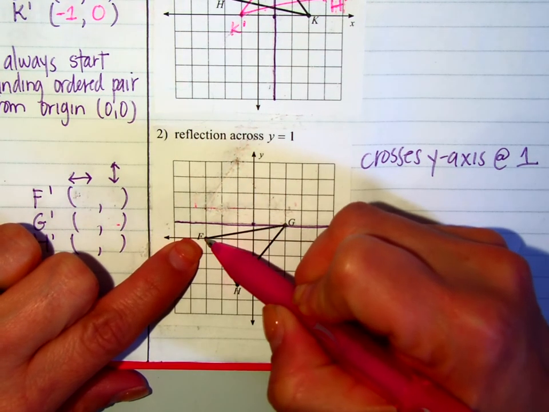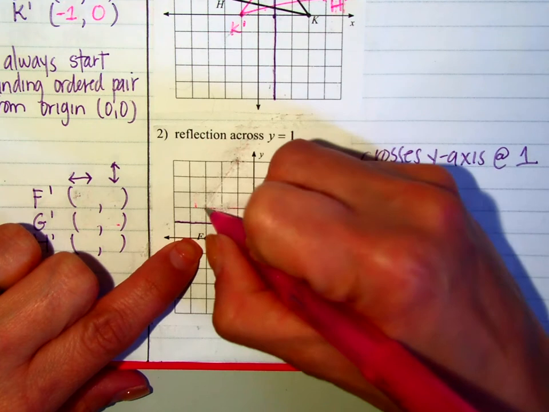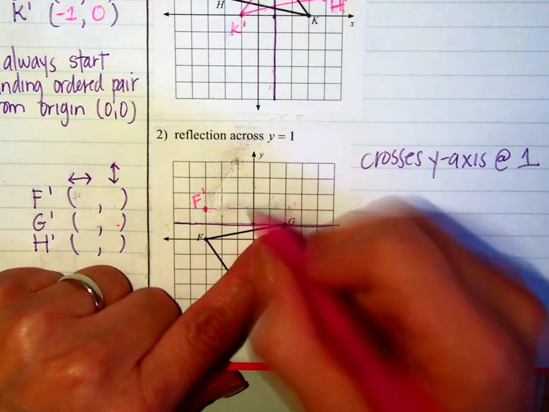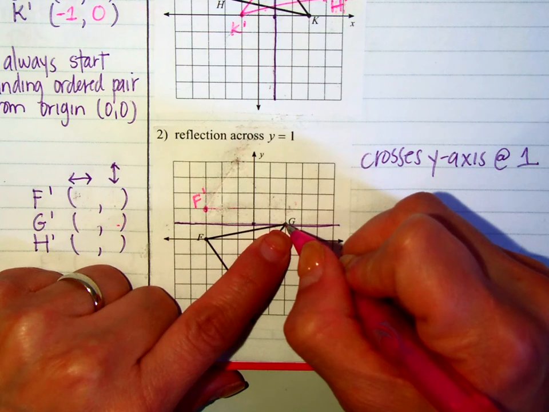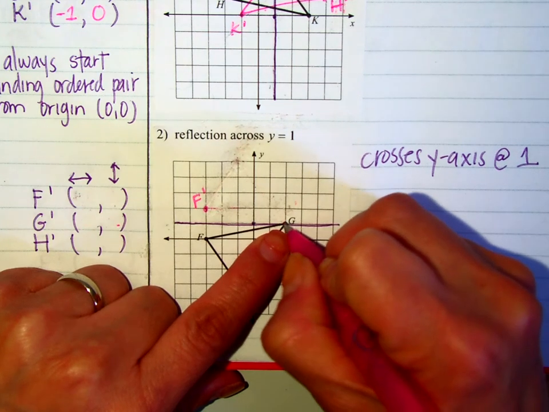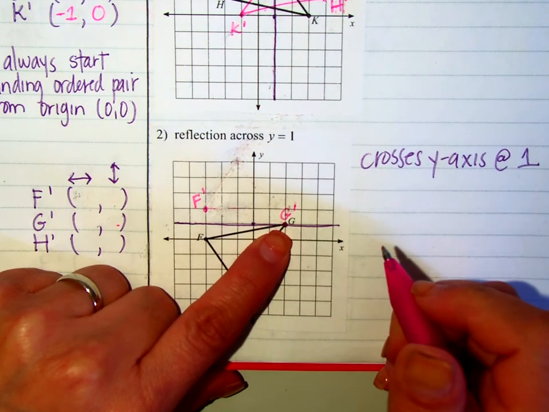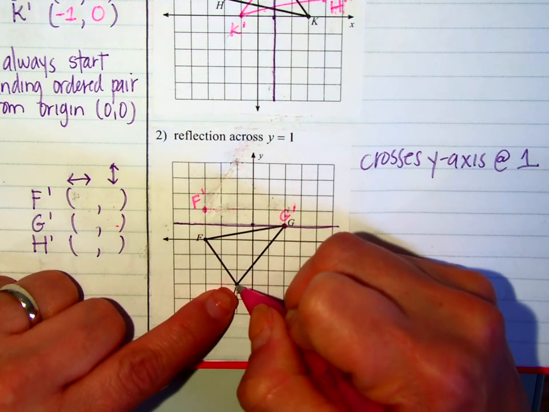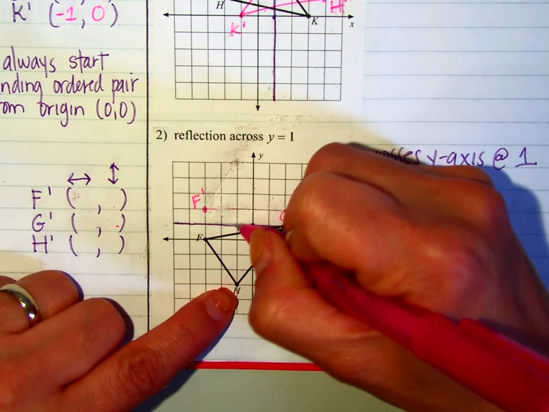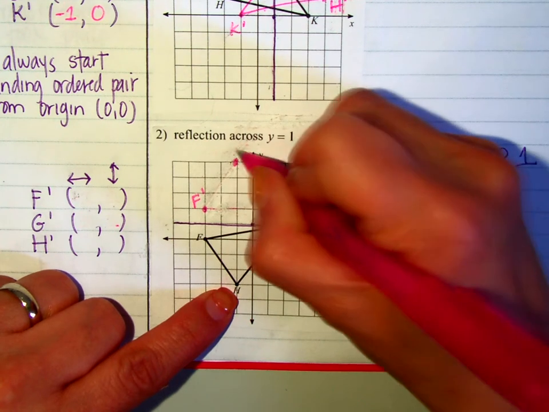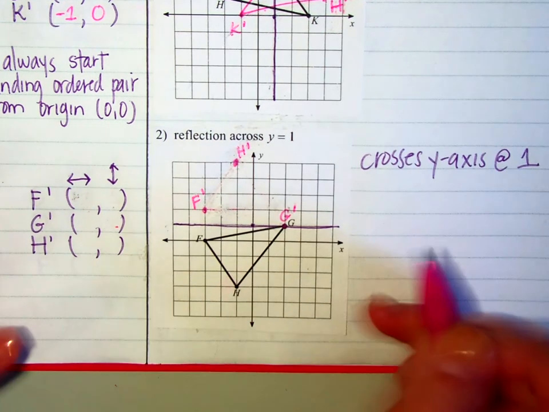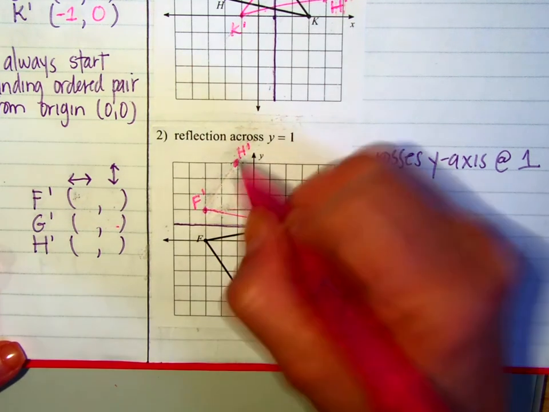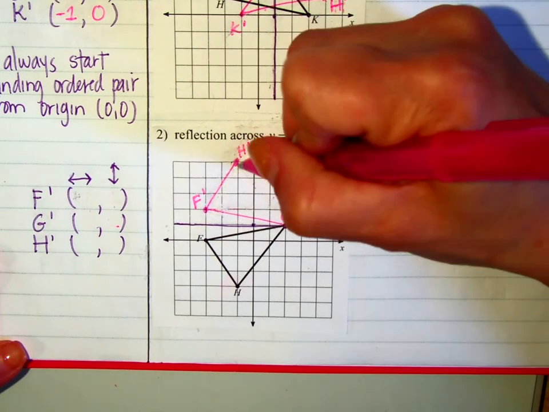F is 1 space away from the line of reflection, so I'm going to draw it in the opposite direction. Call it F prime. G is actually on the line of reflection, which means that my reflection is going to be in the same spot, making it G prime. And then H is 1, 2, 3, 4 spaces away from the line of reflection, so I must travel in the opposite direction, 1, 2, 3, 4, and this becomes H prime. Okay. Now you're going to join all of the new points together to draw your shape. And I got my beautiful reflection here.